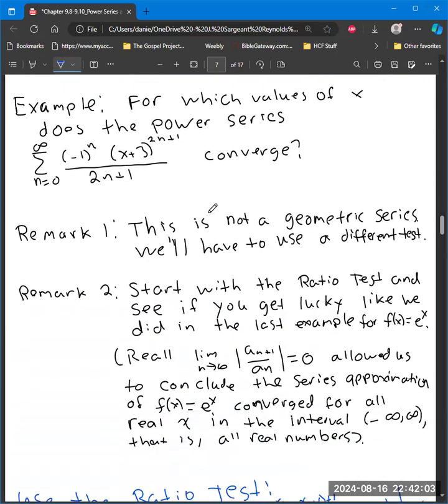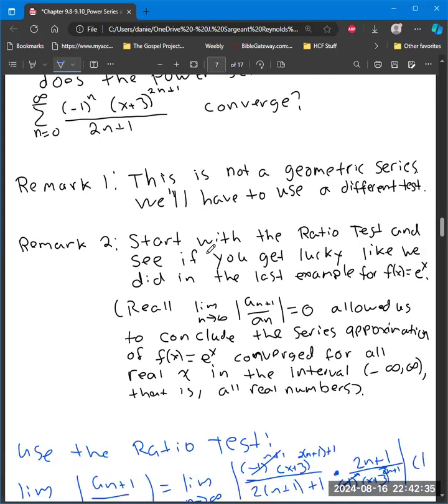Next example: for which values of x does the power series, the summation from n equals 0 to infinity of negative 1 to the n times x plus 3 to the 2n plus 1 over 2n plus 1, converge? We're going to see 2n plus 1, 2n minus 1 a lot in the notes today. Maybe not a lot, but enough that I just want to tell you that's an odd number. 2n plus 1 or 2n minus 1 is an odd number. 2n is an even number. When you add or subtract 1 from an even number, you get an odd number.